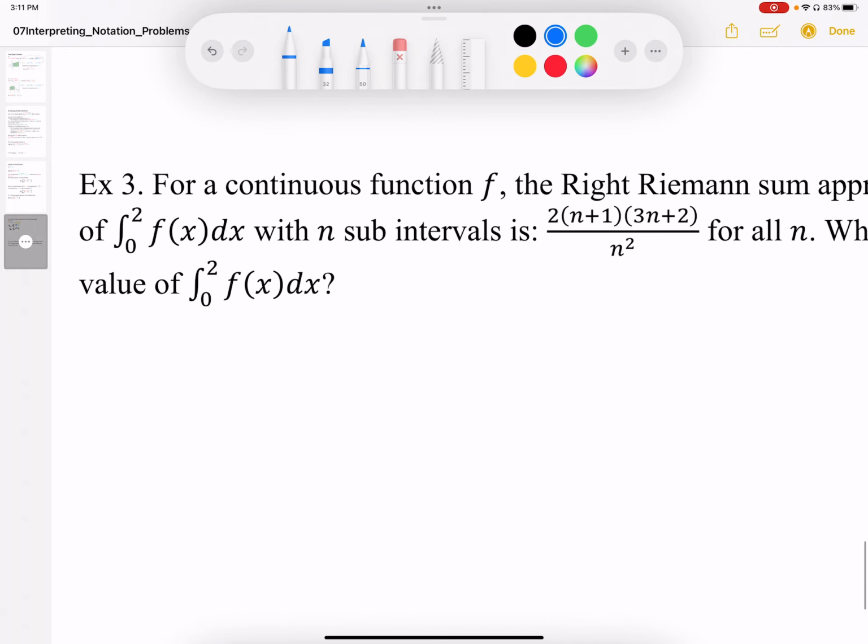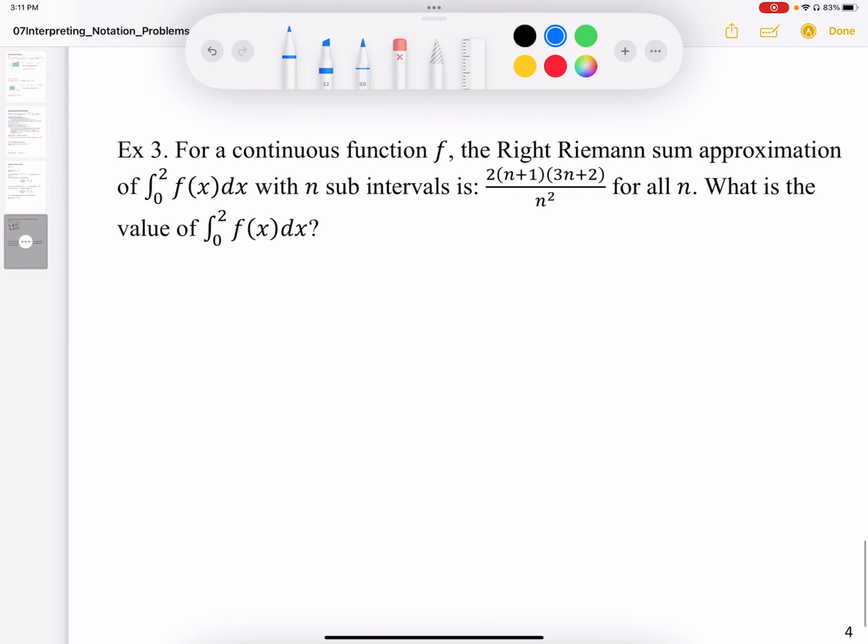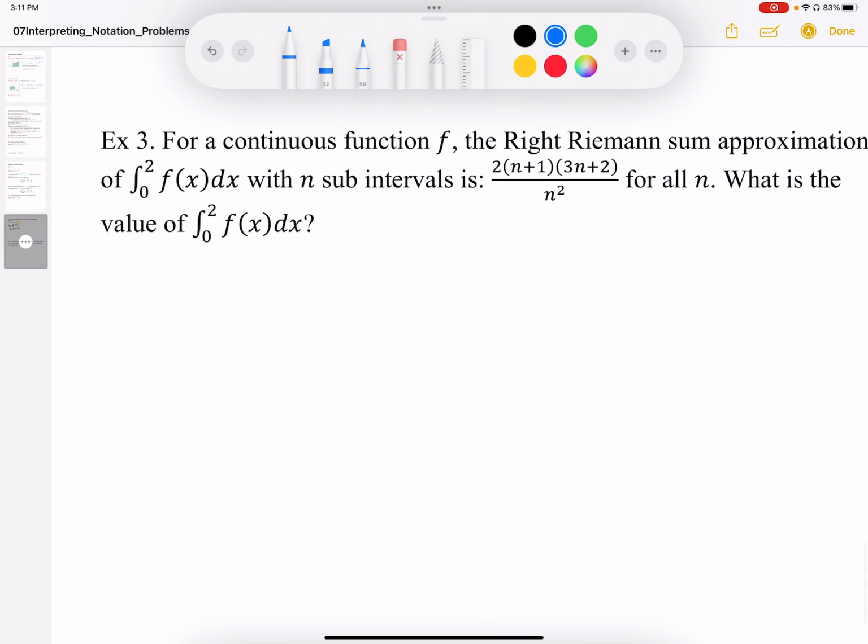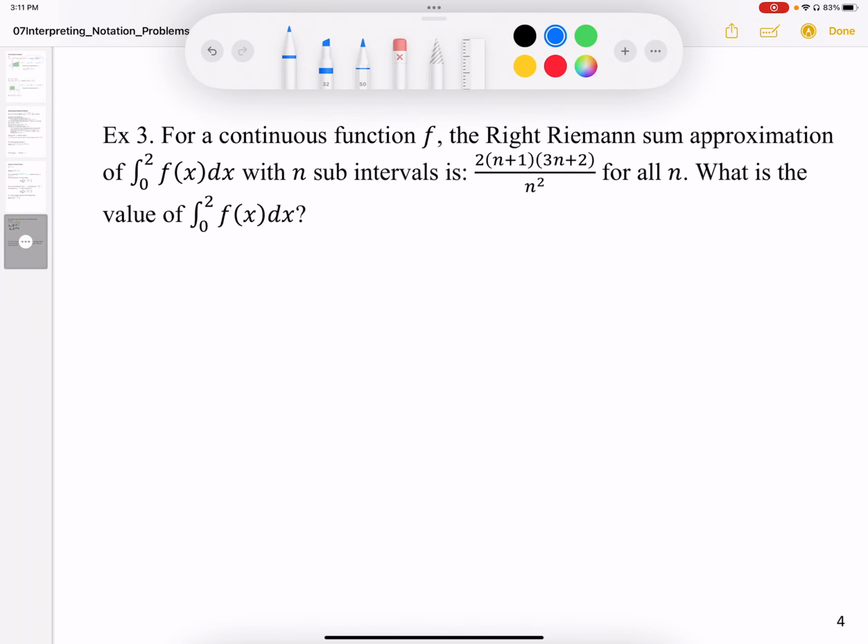This last problem, it says for a continuous function f, the right Riemann sum approximation of the integral from 0 to 2 of f of x dx with n subintervals is given by the expression 2 times (n plus 1)(3n plus 2) all over n squared. And so what is the value of that integral from 0 to 2?